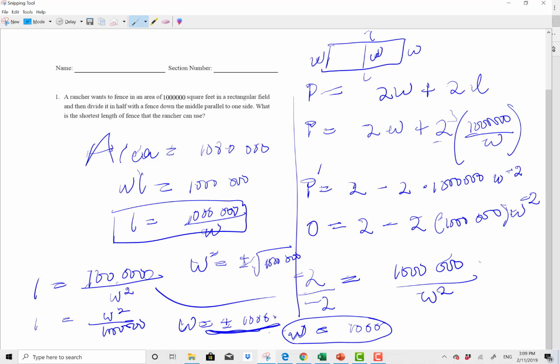Once I do that in the perimeter formula, to figure out the critical points, I'm going to differentiate and then equate that to 0. Once I differentiate that equal to 0, bring the 2 to the left. I'm going to have negative 2 divided by this negative 2. So I'm going to get 1, which is going to be right here. And that's going to be 1 equal to a million divided by W squared. Flip that, take the square root of both sides. I'm going to get plus or minus the square root of a million, which is going to be 1,000. Obviously, W cannot be negative, so it is pretty evident that 1,000 is the value that's going to minimize the perimeter. And that completes number 1.